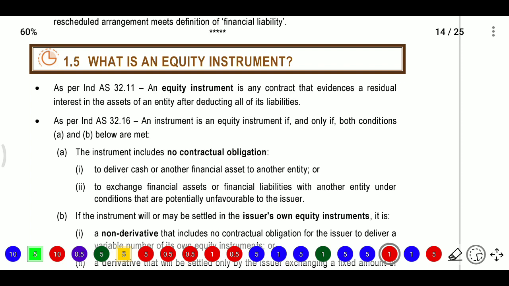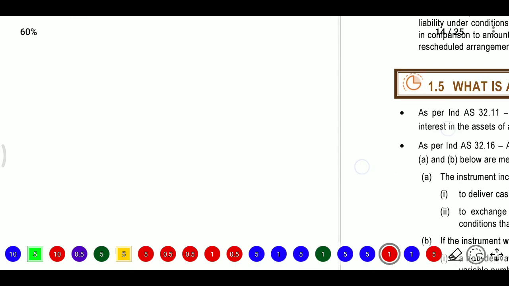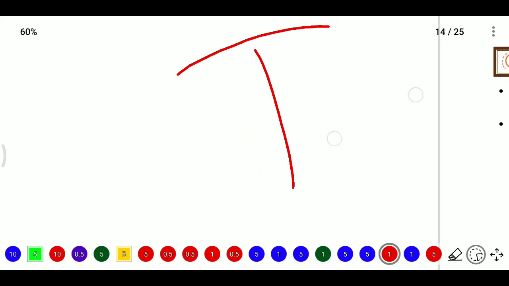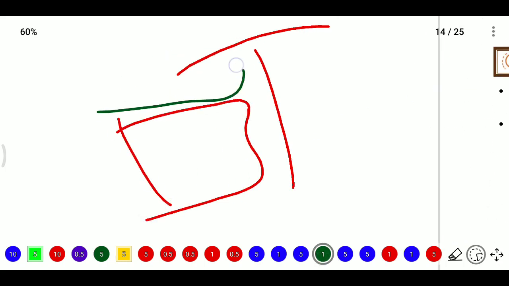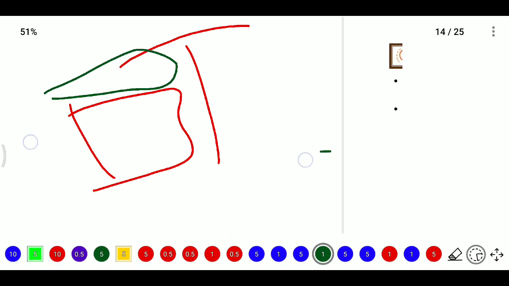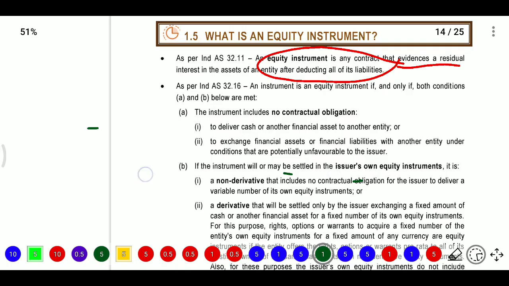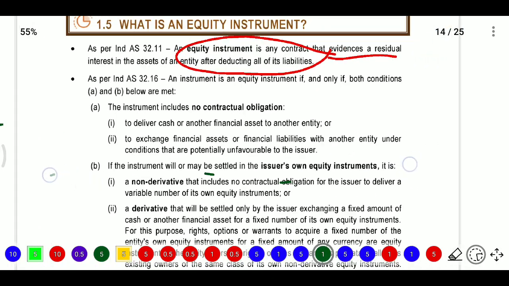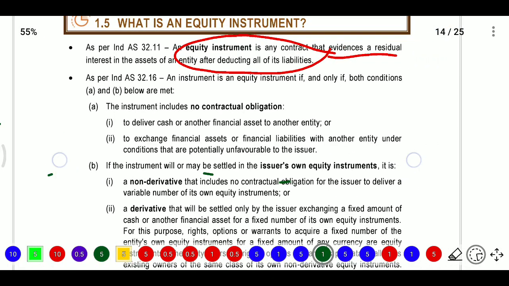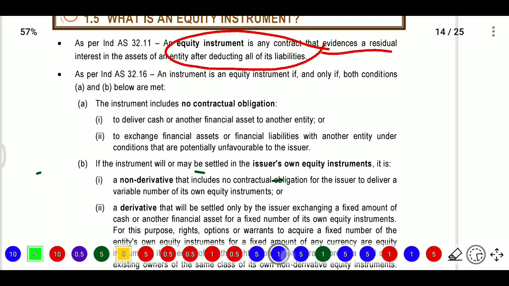Equity instruments means any contract that evidences a residual interest in the assets of an entity after deducting all its liabilities. So here we have assets and liabilities. After deducting all liabilities, whatever amount remains will become the equity.